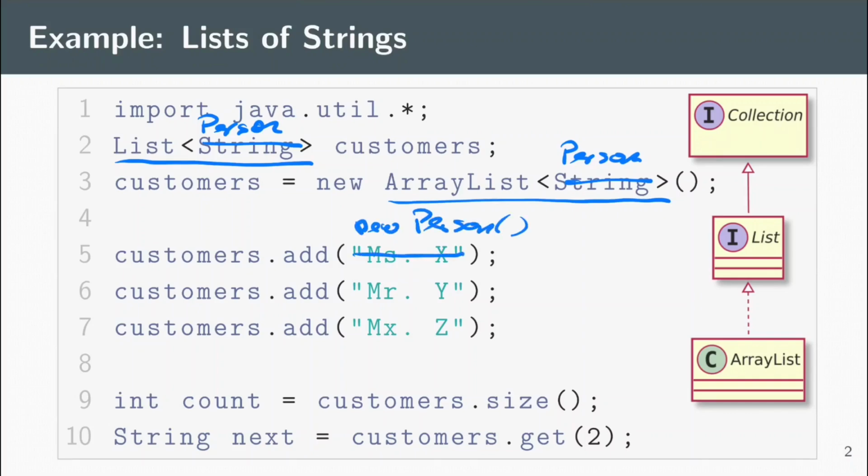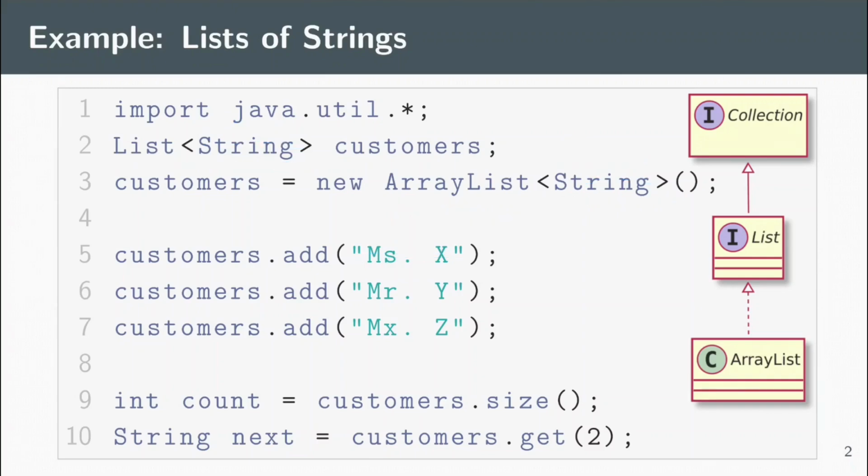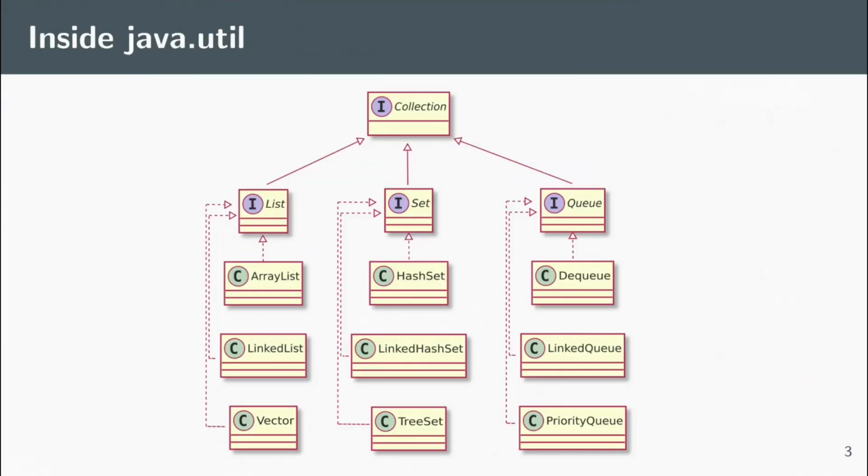We need to be careful here because collections can only store objects, and primitive data types aren't objects, which is why Java provides so-called wrapper classes around them. So instead of having lists of int, you would write lists of integers, which is a class that wraps around integer. Similarly, you could have lists of double, lists of whatever.